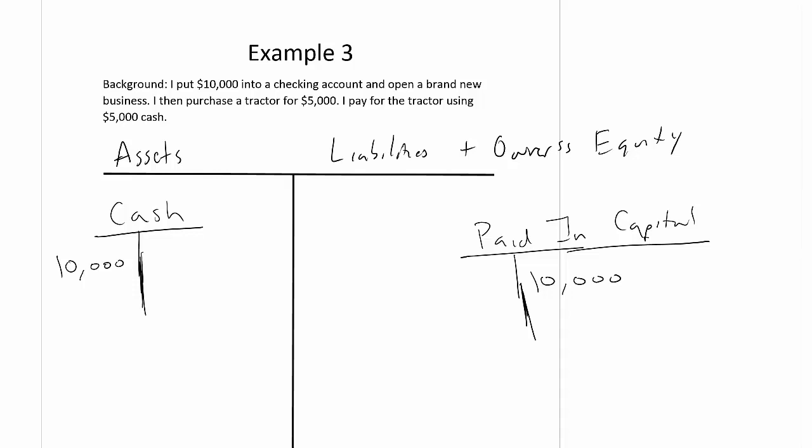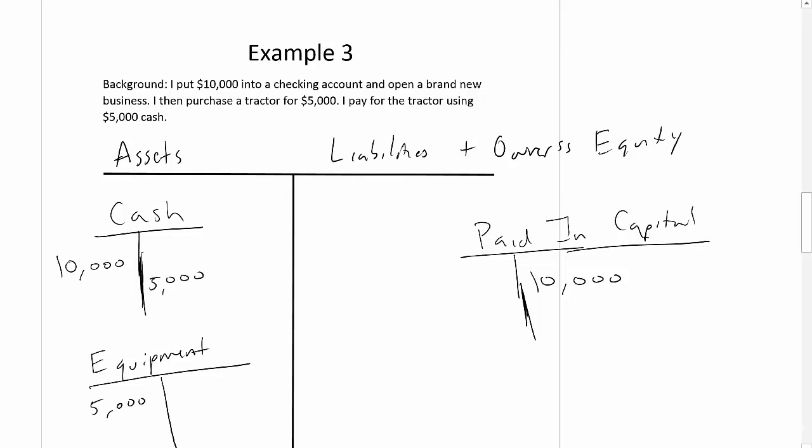I then purchased a tractor for $5,000. I paid for the tractor using $5,000 in cash. So that would be equipment. Draw the T account for that. And then we just bought a $5,000 tractor. So hopefully you heard that we will increase this. That's what you heard in your head, and you're right. That goes up by $5,000. How did we pay for that tractor? We paid for that tractor using cash. So we have to reduce cash. So to reduce it, we have to credit it, which is $5,000 over here.